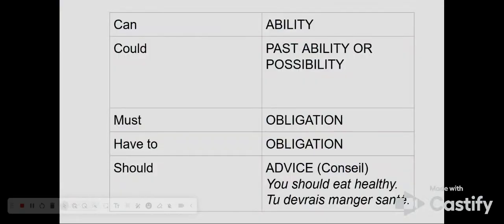Here you have a chart with all the modals that we have just covered together today. So remember that can is used to talk about abilities. Could for past abilities or possibilities. Can is also for possibilities, so I should add it there. Must and have to, they're used for obligations. And should is when you want to give an advice, a piece of advice or un conseil. So you should eat healthy, tu devrais manger santé.